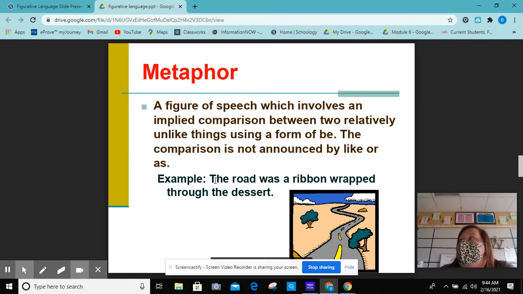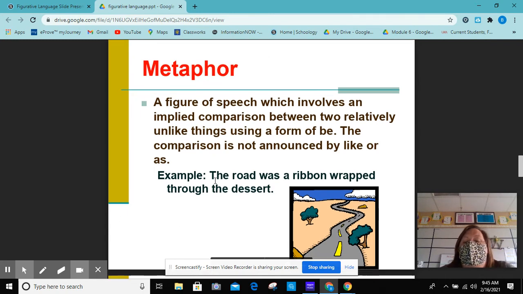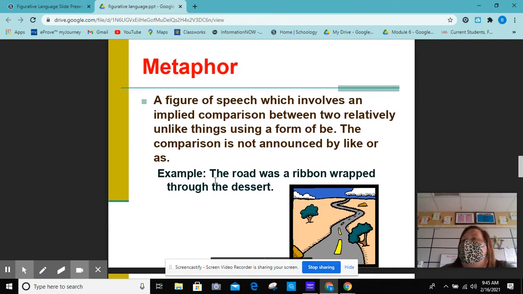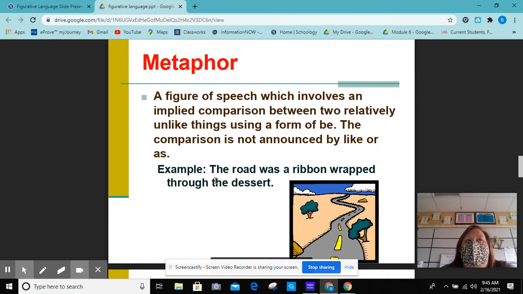All right, what are we comparing here? Road and a ribbon. Okay, we're comparing a road and a ribbon. And the be verb that is used is was. It does not use like or as. Therefore, this is a metaphor. We're comparing 2 relatively unlike things. A road is either going to be made out of dirt and concrete, and a ribbon is made out of fabric.